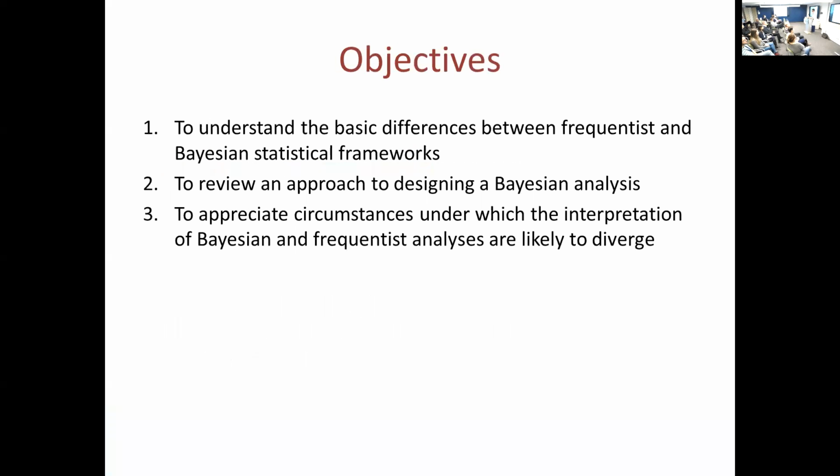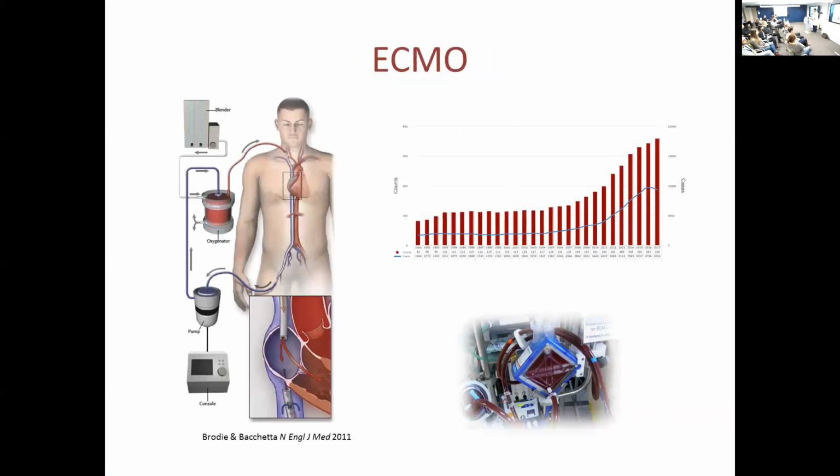So our goal, as I said, is to understand the basic differences between frequentist and Bayesian frameworks, to review how one might go about doing a Bayesian analysis, and to appreciate circumstances under which Bayesian and frequentist analyses might actually disagree. So this is ECMO.